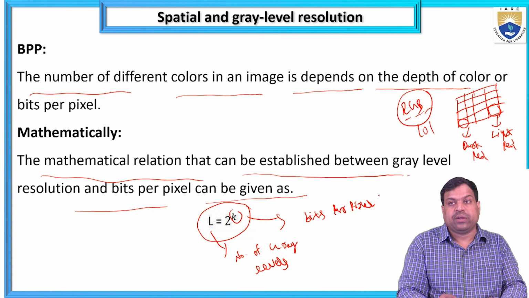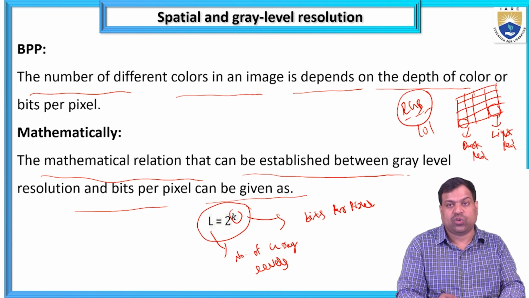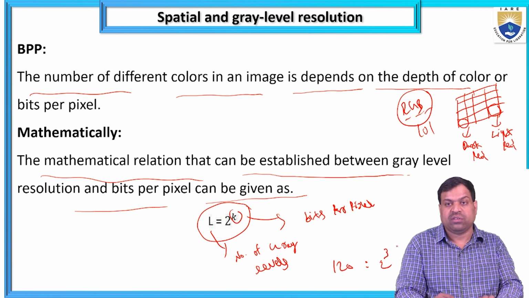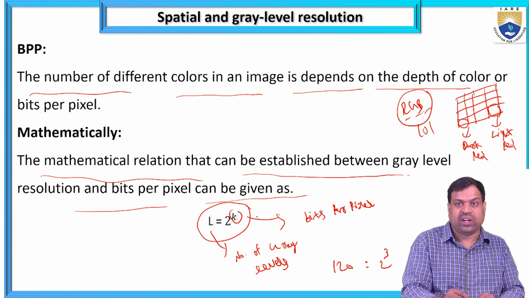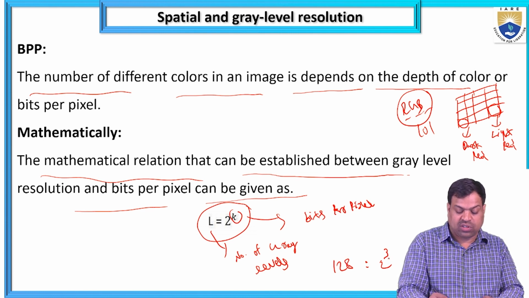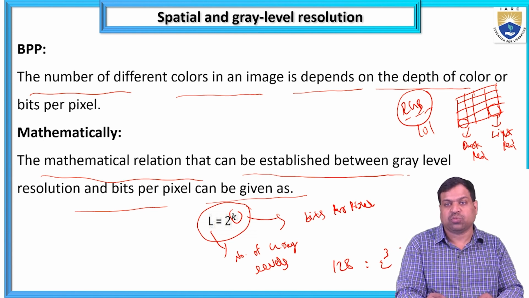So L is the number of gray levels. Suppose in my image 128 gray levels are there. Then 128 equals 2 power how many bits per pixel? Suppose 3 bits per pixel, so 3 bits means 2 cube. Suppose I don't know the K value, but I already know L is 128. So 128 equals 2 power K. How much is the value of K? Yes, it is possible to find out.